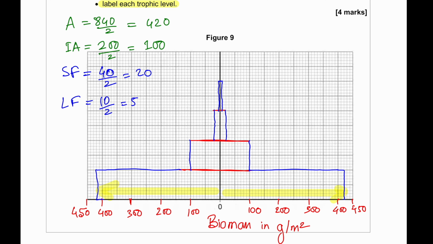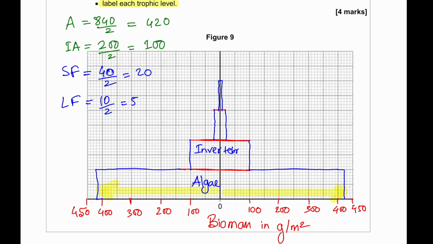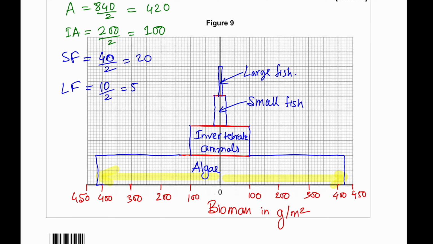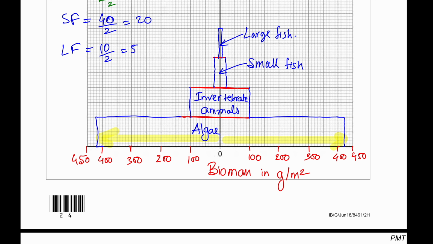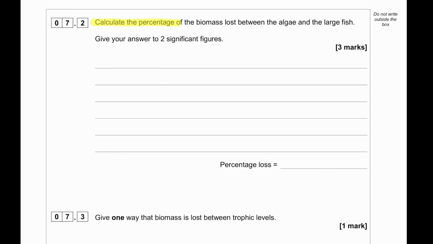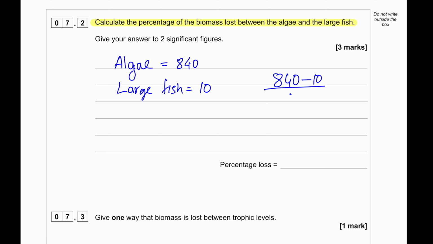Now we will have to label it. Algae, invertebrate animals, then we have small fish, and finally large fish. If we label it correctly and there is correct width, then we will get the full marks. Calculate the percentage of biomass lost between algae and the large fish. So algae has a biomass of 840, whereas large fish has a biomass of 10. So from 840, only 10 remains. So we'll subtract it and divide it by 840 times 100.